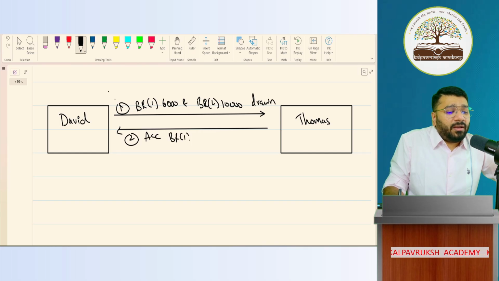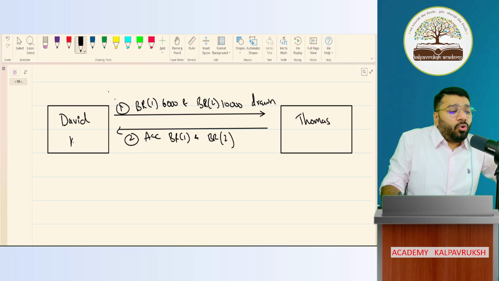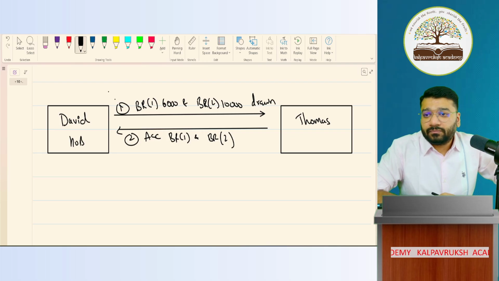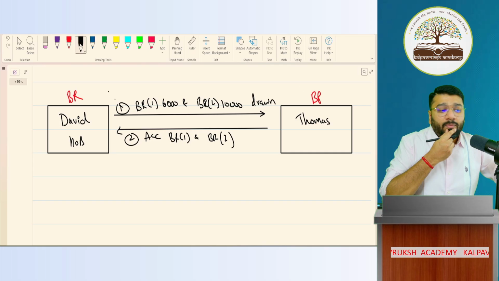Accepted BR1 and BR2. Who is the holder of the bill? David is the holder of the bill. So for David, this is BR, and for Thomas, it is BP. Okay, then what happened?